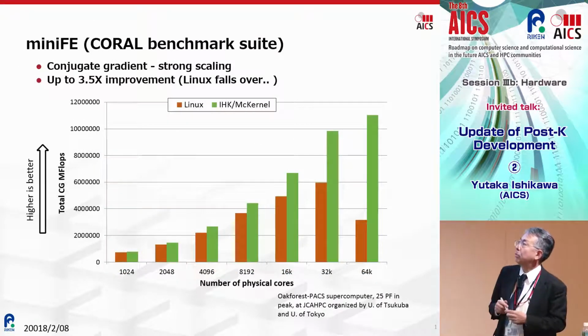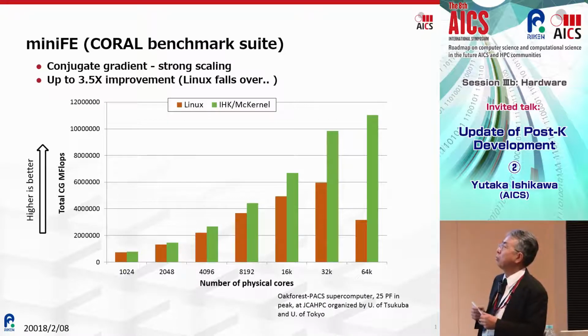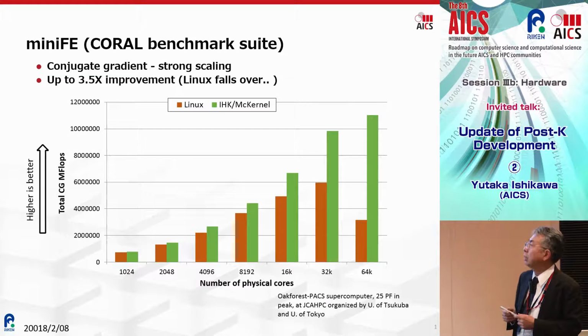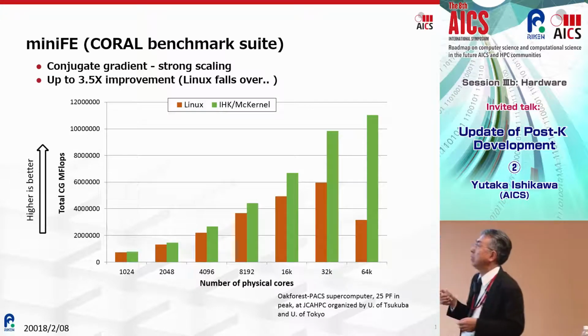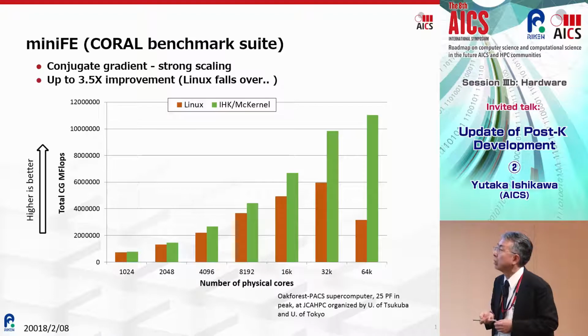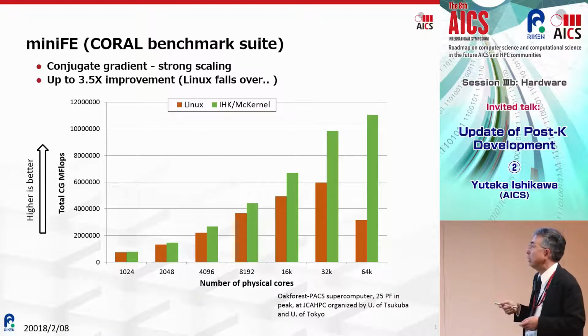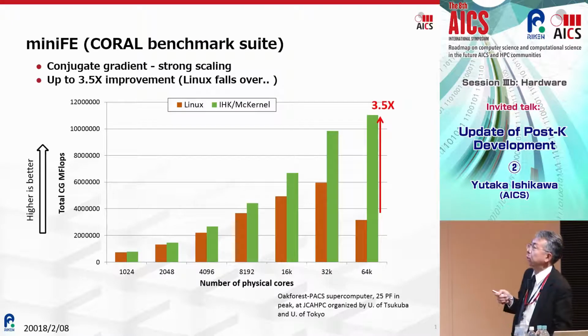This is the result of MiniFE, from the CORAL benchmark suite. It's a conjugate gradient, and this is a case of strong scaling. Again, higher is better, and we got much improvement in this strong scaling case.